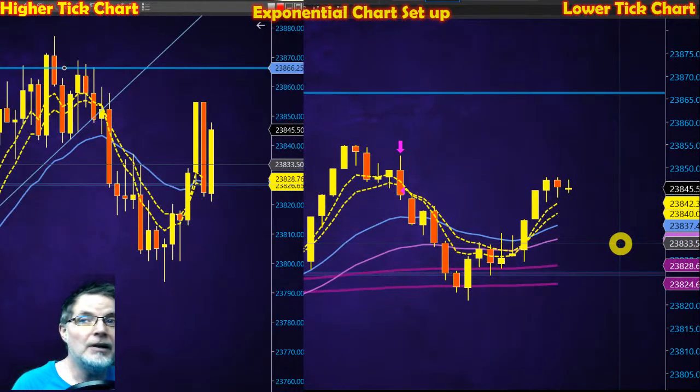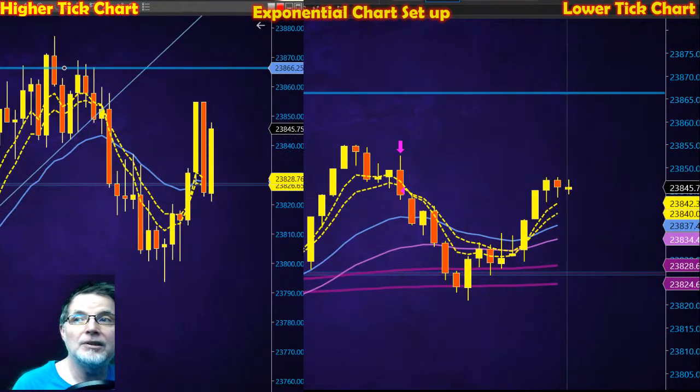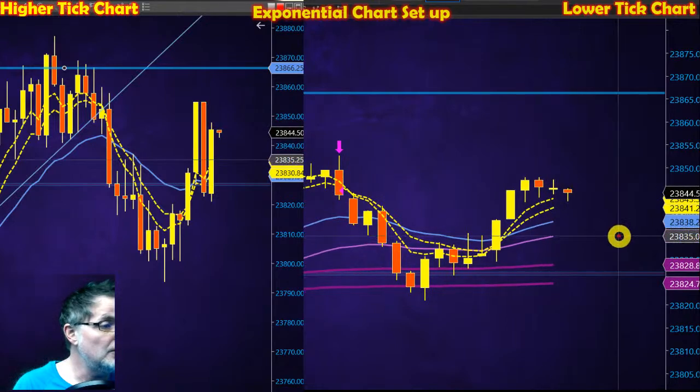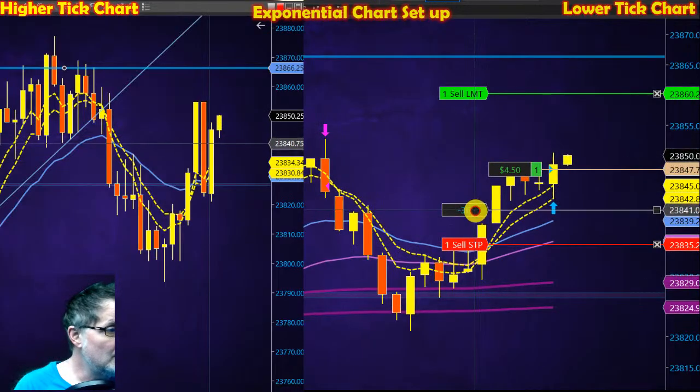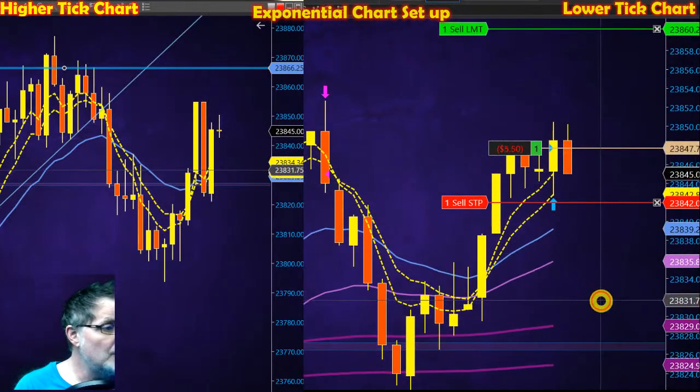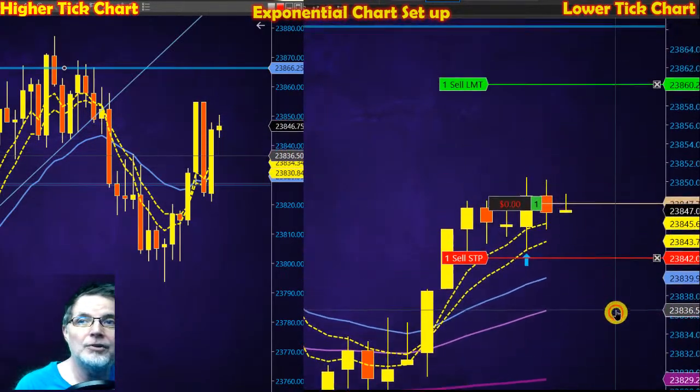Okay, so now what do we got? I don't know if I should do this or not, but it's looking possible. Order filled. I'll give it a shot. It bounced off the moving averages, turned red and turned green.